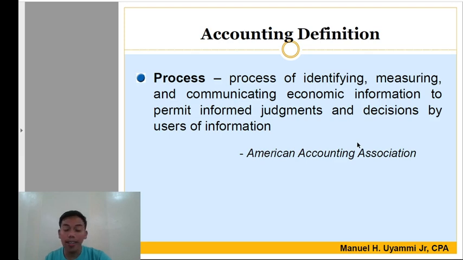So lahat yan, tama ang definition niya. But for us, in learning accounting, i-emphasize natin yung process. Kasi merong step-by-step procedure at yun yung aaralin natin step-by-step in learning accounting and in learning the preparation of financial statements.